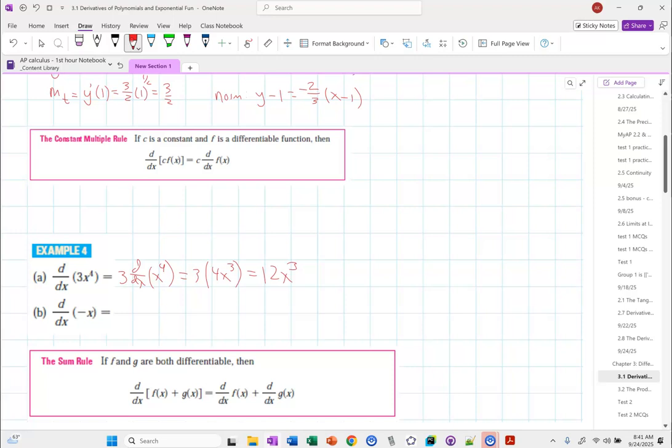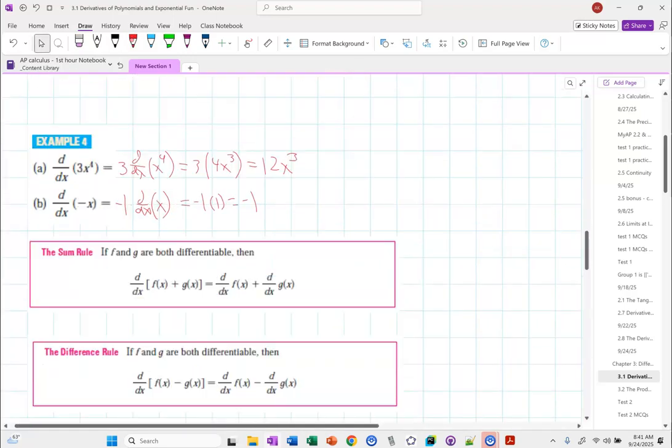Wonderful. How about the derivative of negative x? Well, I'm going to think about the negative sign as -1 times x. What do I get here? -1 times 1, or just -1. Yeah, we're liking this, right? This is wonderful. It's going to get better.